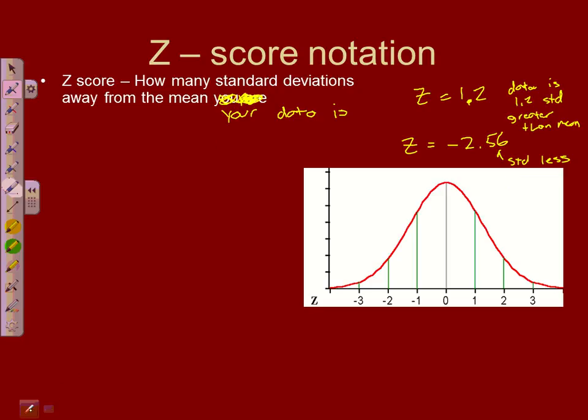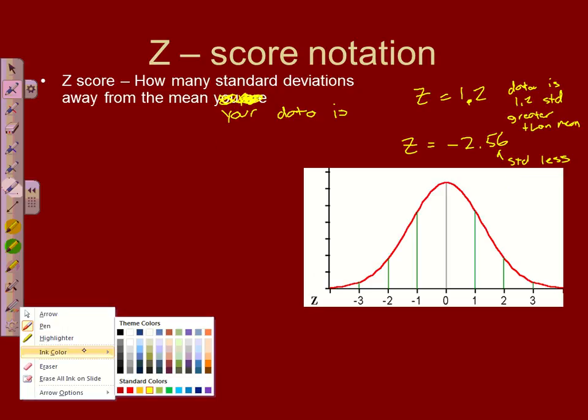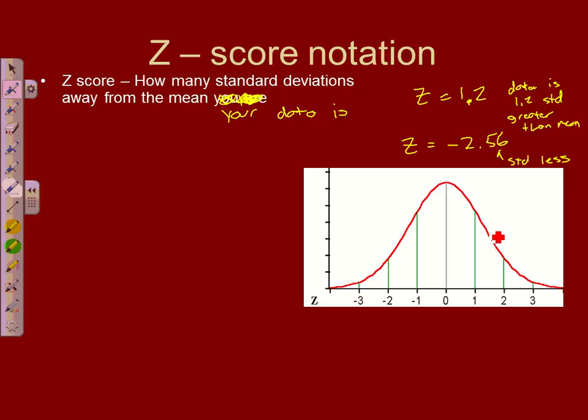And you could plot those values on your normal curve. So if I had 1.2, 1.2 would be here, this far away from the mean. Right now we will not be able to find the percent greater than or less than, because we don't know any empirical rule at 1.2, but we will be able to find them using our calculator. Negative 2.56 would be right here. And we can find the percentages less than and greater than that value. We're going to use our calculator.